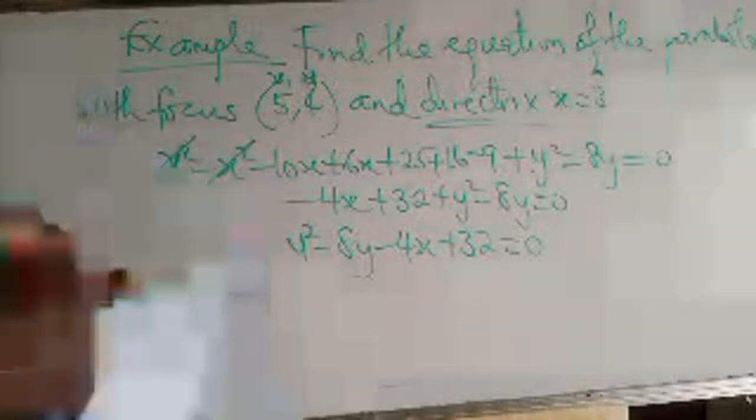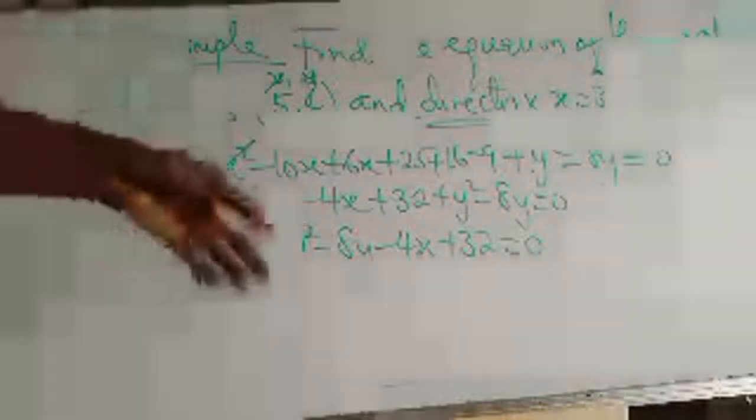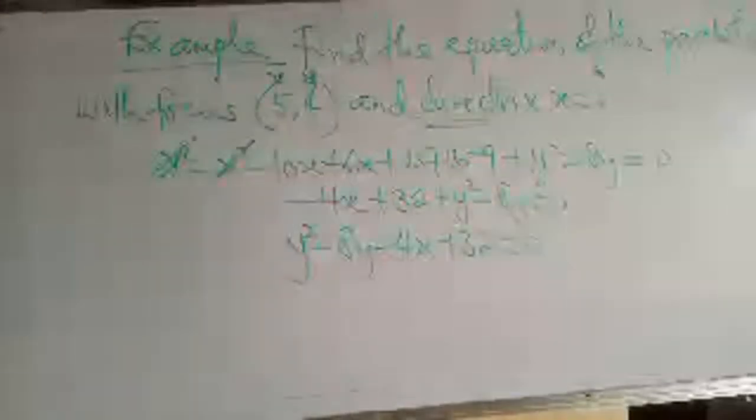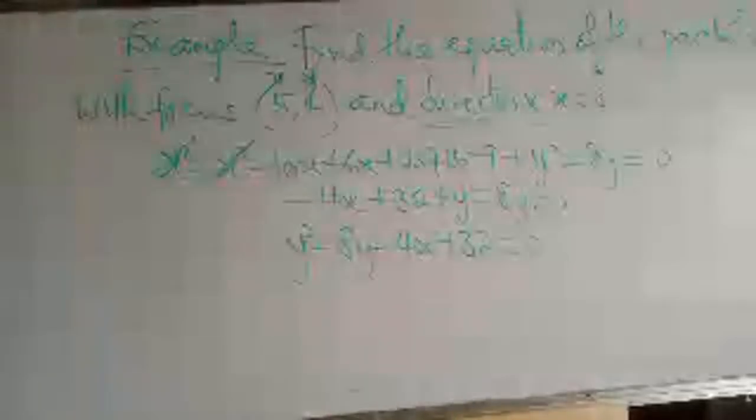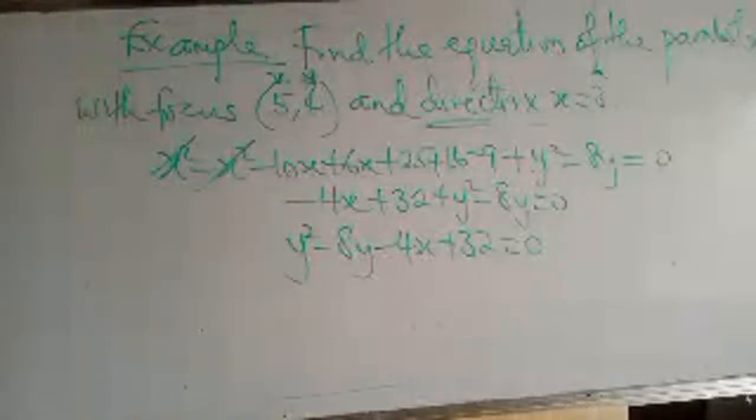Now, what next do we do? You will observe that in this particular parabola, the variable y is squared. It means the parabola opens upward or downward. So since its variable y is squared, it is a parabola with the opening facing forward, facing upward or facing downward.